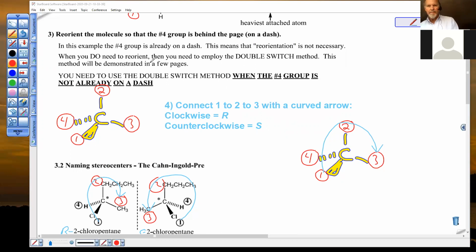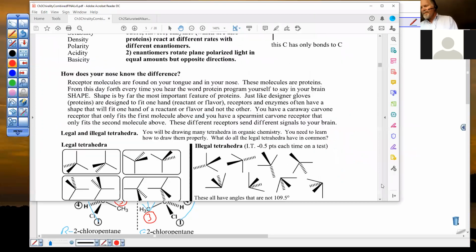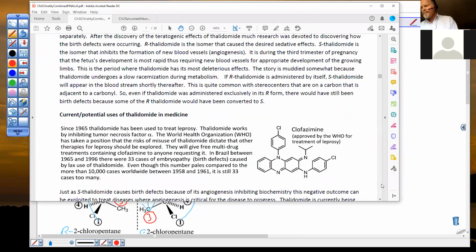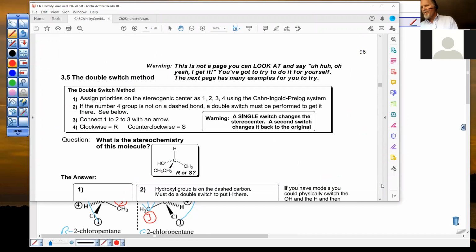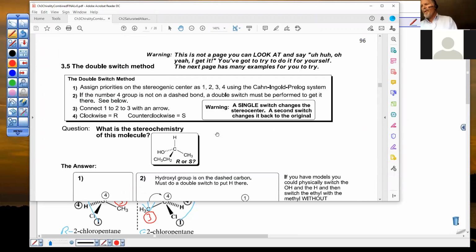Here's the book. Okay, it's not moving for me. Why are you not moving? Here we go. A lot of stuff. I said 2.5, didn't I? 3.5.